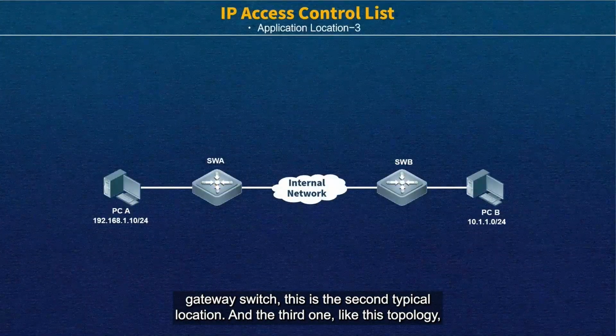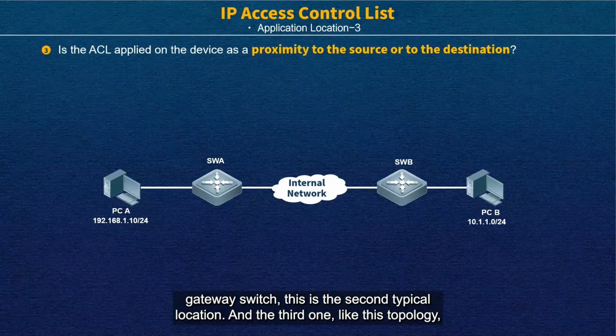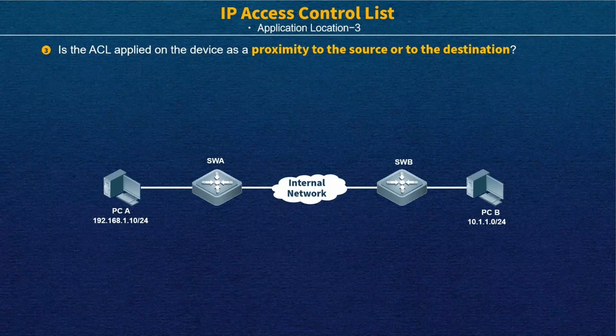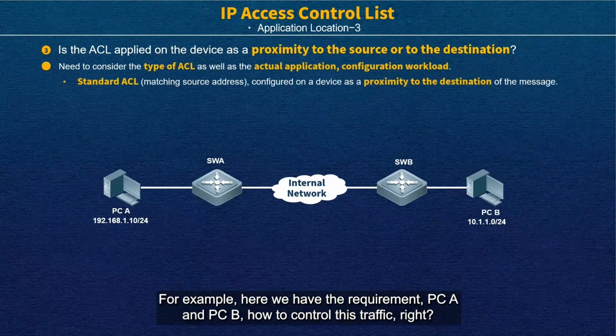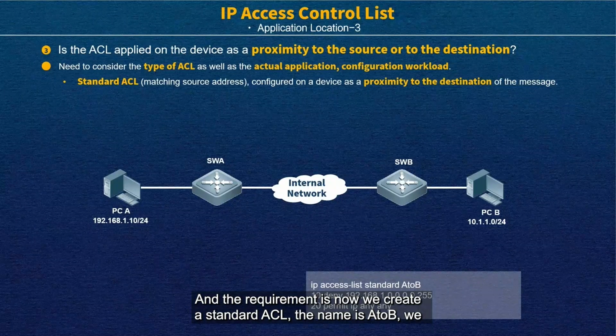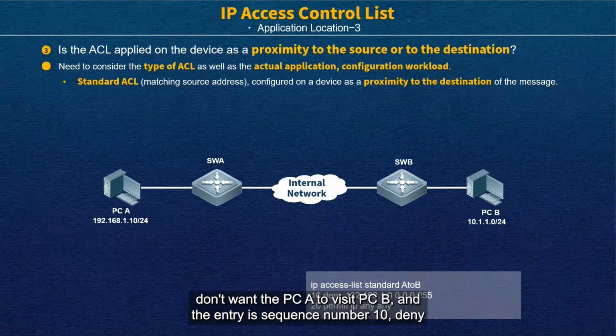And the third one, like this topology, is the ACL applied on the device as proximate to the source or to the destination. For example, here we have the requirement between PCA and PCB: how do we control this traffic, right? And the requirement is that we now create a standard ACL. The name is A to B. We don't want PCA to reach PCB.